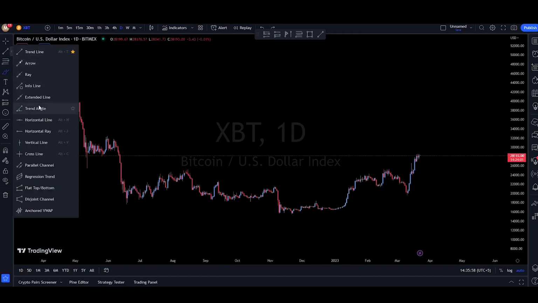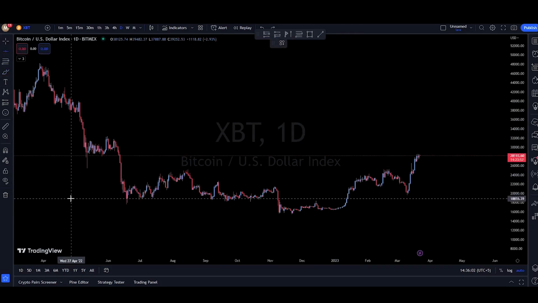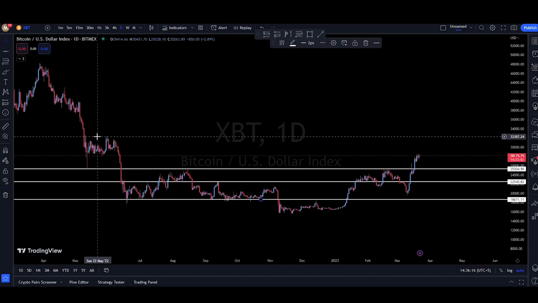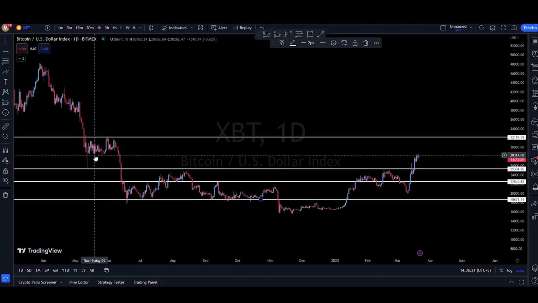Once you've identified the swing highs and lows, you can draw horizontal lines at these levels to create support and resistance zones. These zones represent areas where the price is likely to bounce off or reverse.